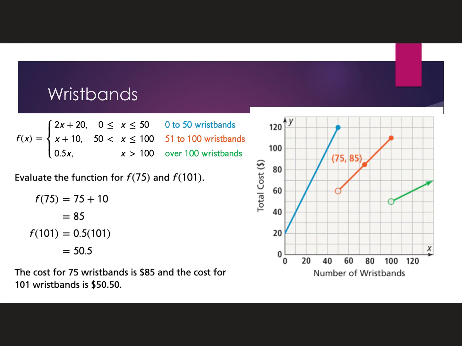So again, let's think for a minute about what the domain of this function is. Remember, domain represents our input. Input here is the wristbands. So we can order 0 wristbands all the way up to infinite wristbands, but they can only be whole numbers. Does that make sense? Because we can't order 5.3 wristbands.